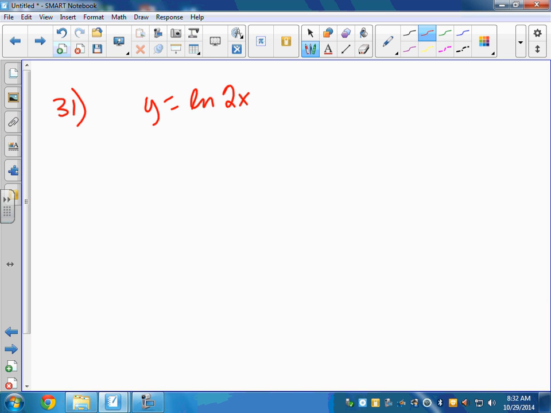But it said a line with slope m that passes through the origin. So that would be a y-intercept of 0 with a slope of m. So I said that would be the line y equals mx. Do you agree with that statement?